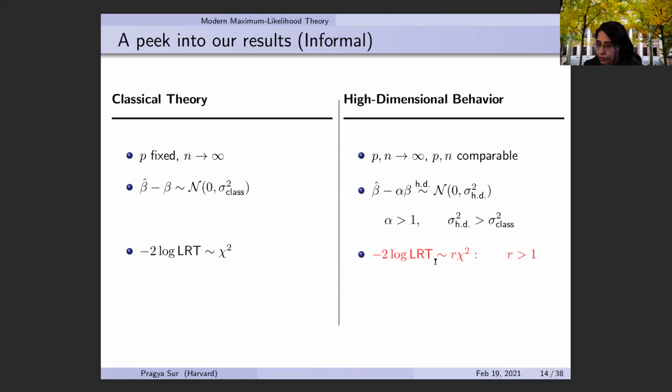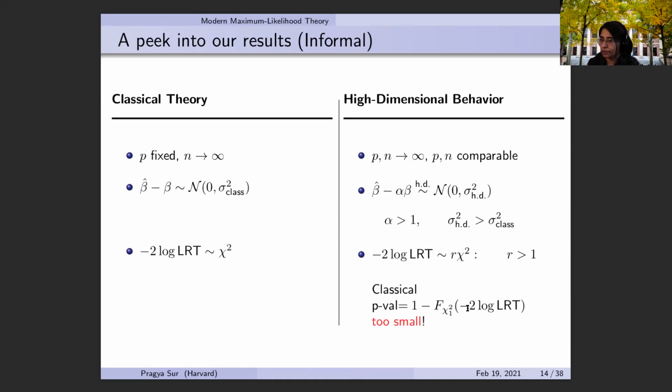So the other result we have is the following. If you look at the negative twice log LRT, then asymptotically, in the regime where p over n goes to a constant, it's distributed as a multiple of a chi-squared, where this multiple is strictly bigger than 1. If we assume this result is true, and you calculate a classical p-value using the classical formula, which assumes a chi-square here instead of a multiple of a chi-square, you can immediately see why the classical p-values turn out to be too small, because r is bigger than 1.